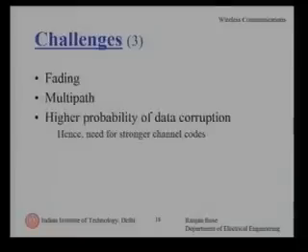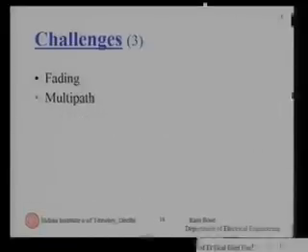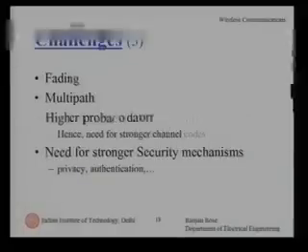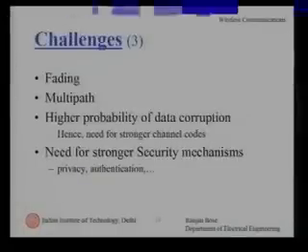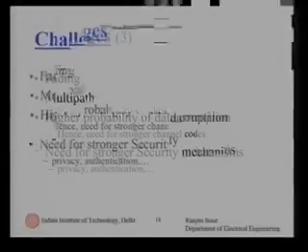Multipath I have already mentioned. Then the probability of data corruption, because wireless communication by definition is not so robust unless you add in error correcting techniques. We will look at these error correcting techniques also in this course. Security, that is the biggest problem. Anybody can put up an antenna and listen to what you are saying. So today most mobile phones have an inbuilt security system, but for every lock that is made, some hacker will make a key. So this is an ever evolving research area for privacy and authentication.